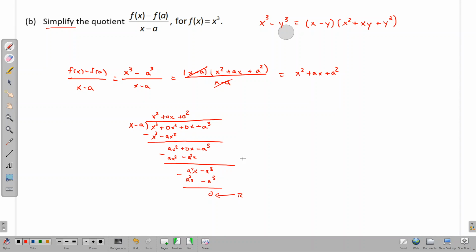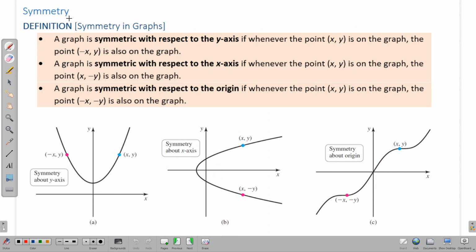So much more work, much easier to have this memorized, but both methods work. So in the end, though, that was our final answer for that. Okay, last thing we're going to look at is symmetry.